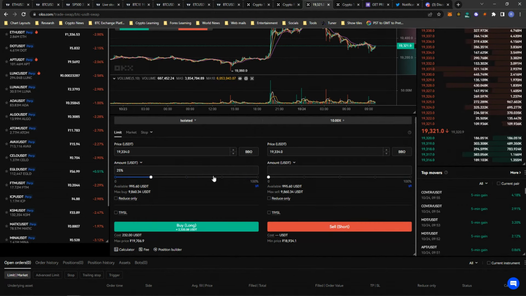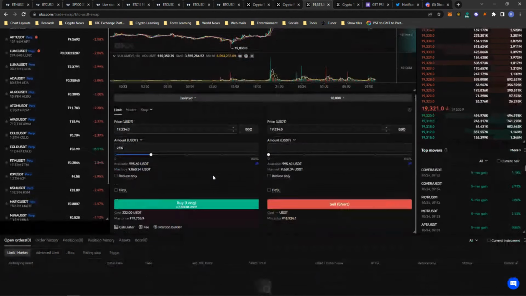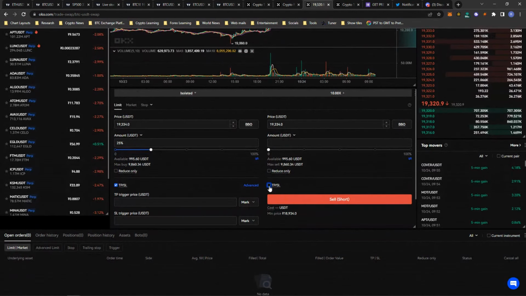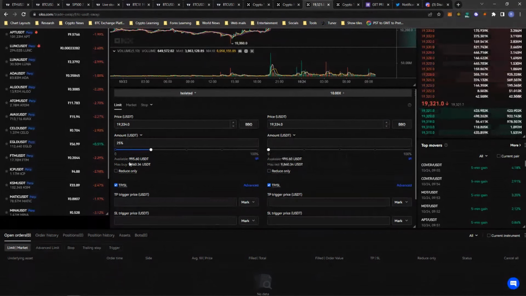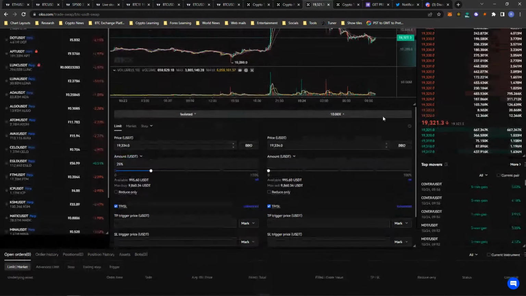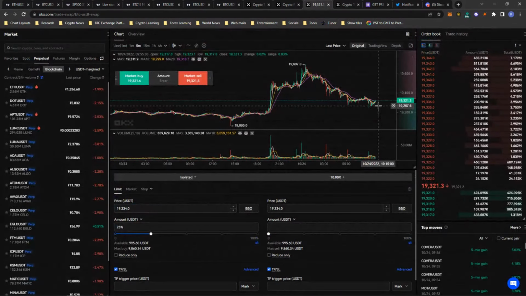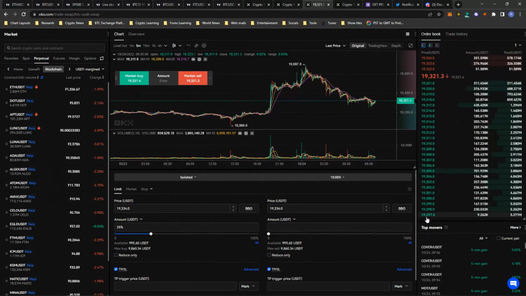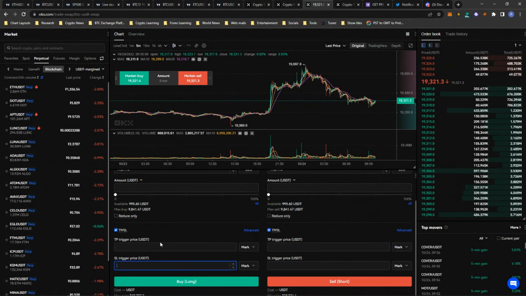Now, one thing I would say for anybody, and I do not trade without having this ticked on: I always have the take profit stop limits ticked on, whether I'm going long or short. The reason being, if I'm trying to get a trade set up, say I'm trying to buy at 19,207, and my stop limit is going to be 19,242, so I'm inputting 19,242.